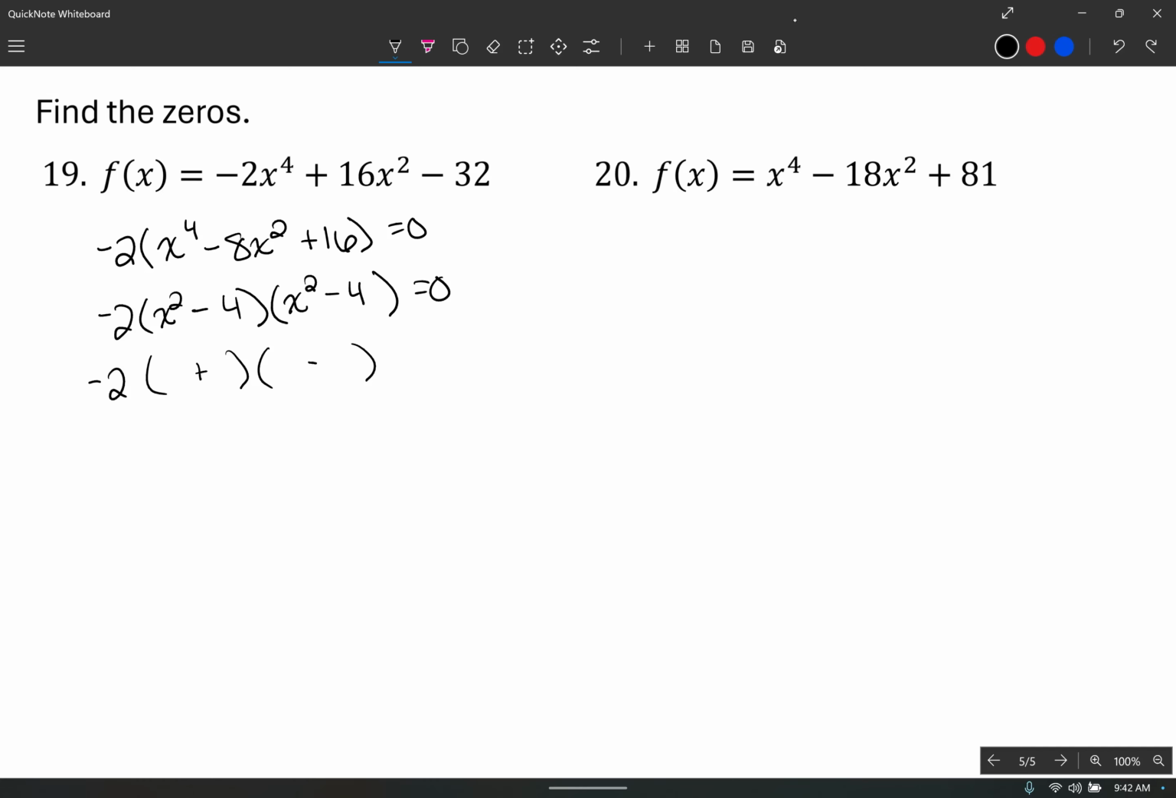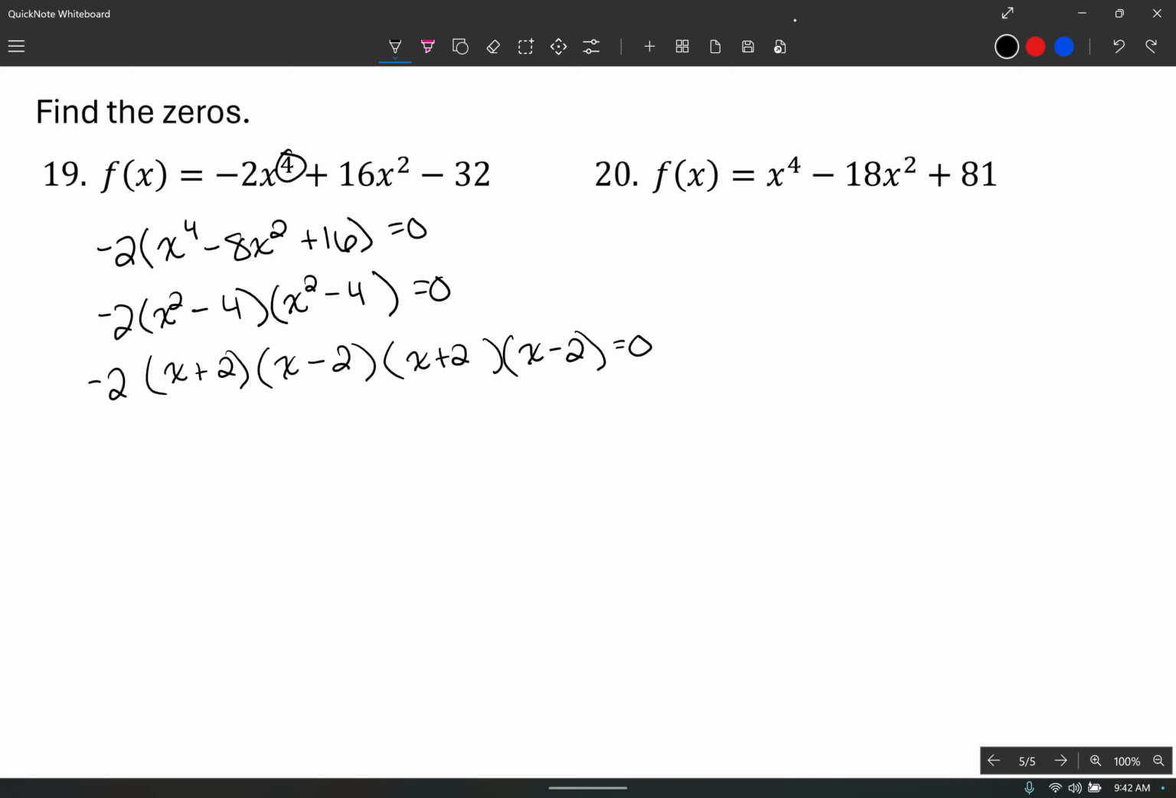So I have a plus and a minus. The square root of x squared is x, and the square root of the 4 is 2. And then I have another difference of 2 squares that's exactly the same. So I have another x plus 2 and another x minus 2. So I have 4 answers on this.